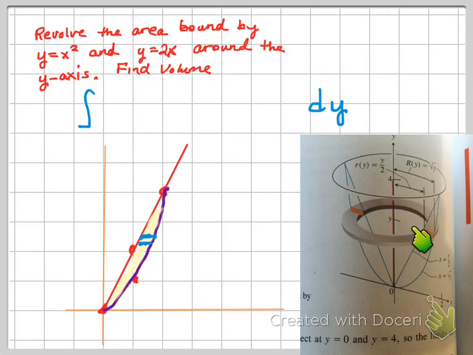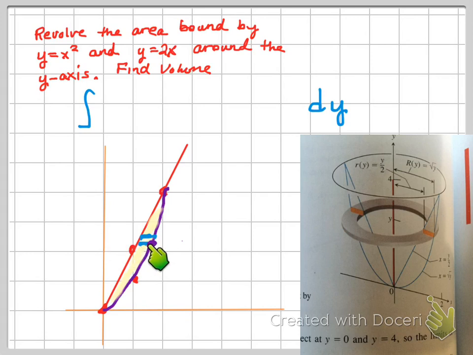So if you look at this picture, the outer radius would be the distance from here over to here, and the inner radius would be the distance from here over to here. So how do we figure out what those are? Well, the distance from here over to here would be the x value for a point on this purple curve. So imagine a point right here on the edge of the curve. This point has an x value and a y value.